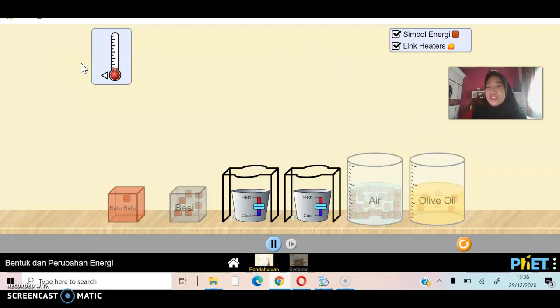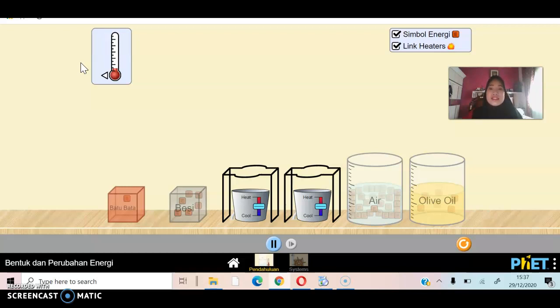So guys, the conclusion from this experiment is that the form of energy that moves due to a difference in temperature is called heat or heat energy. If there is a temperature difference between two objects or places, there will always be a transfer of heat from the object or place where the temperature is higher to the place where the temperature is lower.